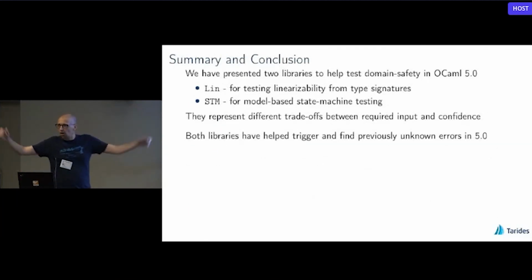All right. Overall, I hope I have conveyed to you that we have these two libraries for testing of parallel code. They represent different ends of a trade-off between how much you have to write as a user and how much confidence you can put into tests that pass. We have actually been able to find some bugs that were previously unknown, so trigger some nasty behavior in the new runtime. So some actual good old-fashioned torture.